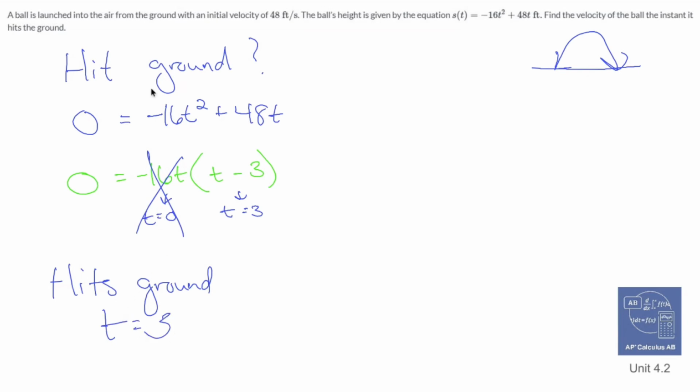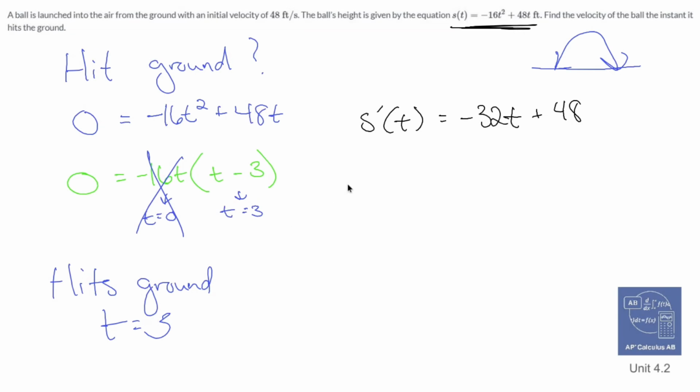Cool. Am I done? No. Because I care about the ball's velocity, or is it a rocket? What, a ball. I care about its velocity the moment it hits the ground. So I need to take that position function right here and find the velocity function by taking the derivative. So s prime of t is going to equal the derivative of negative 16t squared, power rule, which is negative 32t plus 48.